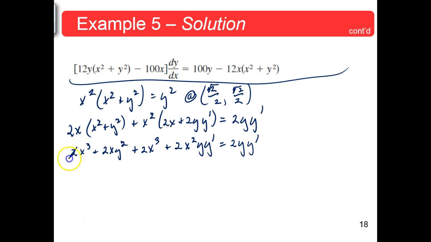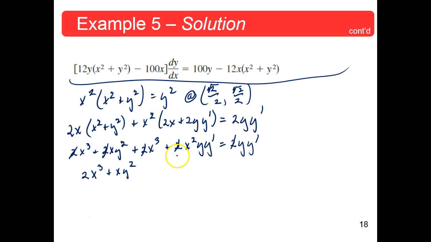Twos. Everything's got a 2 in it, so let's divide everything by 2, everything on both sides. You could, but I find it easier to get rid of the 2's first. Now combine like terms. And what like terms do you see? 2x cubed plus xy squared. And let's subtract this from both sides, okay?